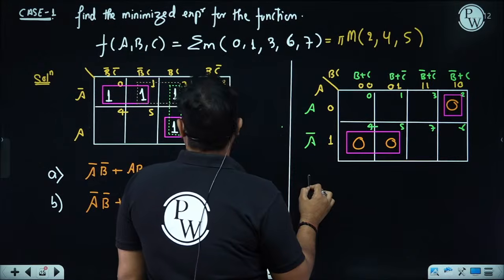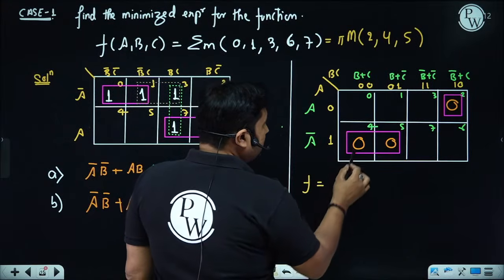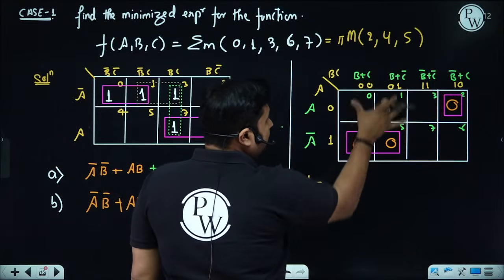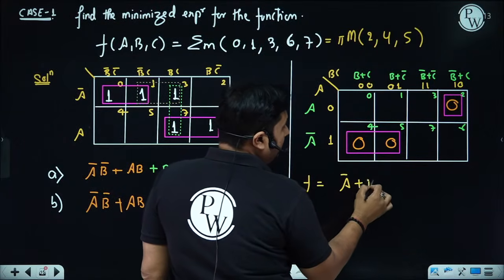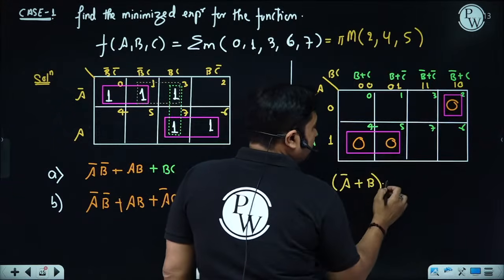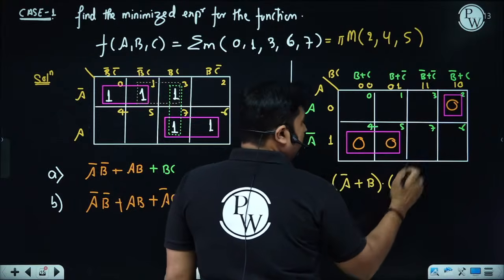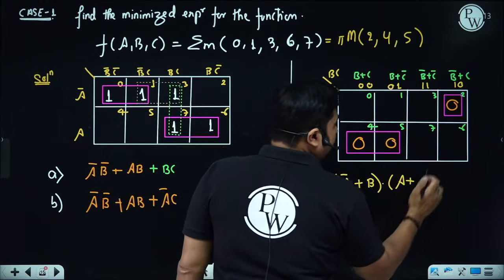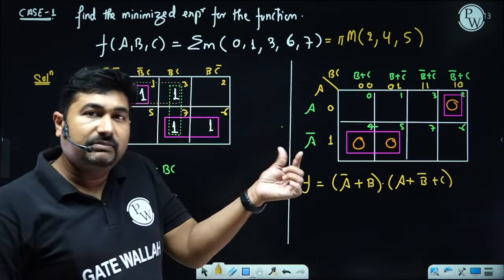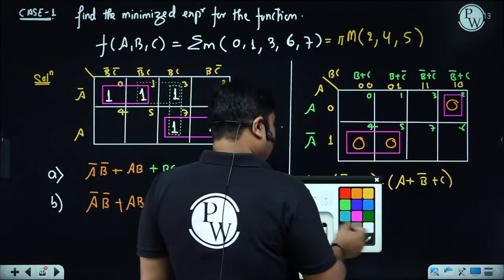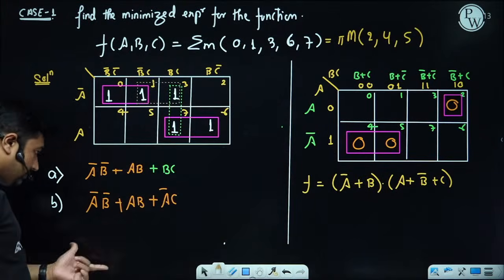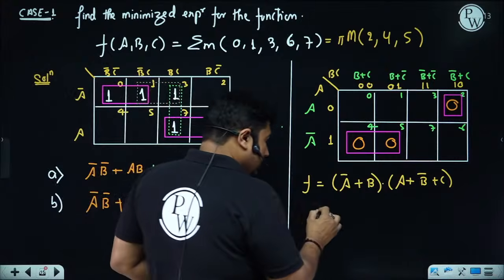If we have one pair and one alone, what will be your answer? The minimized expression for the function will become, sir, from here we have A bar, plus from here B common. Okay, B is common for both of them. And for this we have, sir, the single one, so we have A plus B bar plus C. Is it okay? In POS, each is a sum term. Okay. Yes, sir. So you said, sir, you have to write it in the equivalent SOP. So convert it into SOP.